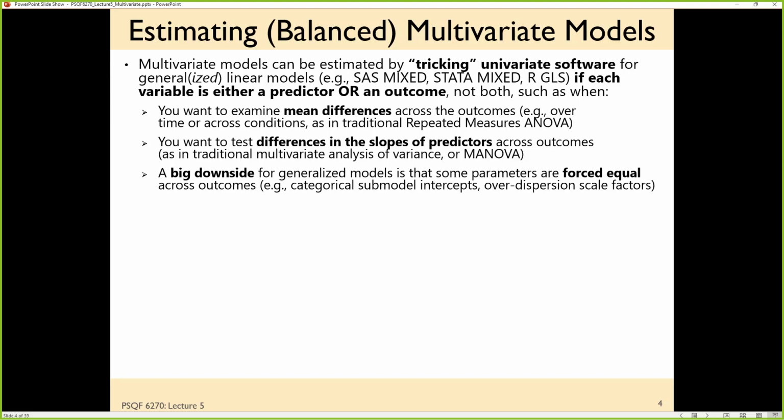In R, the function that we're going to be using is gls, which stands for generalized least squares, within the nlme package. If you have a situation in which every variable in your analysis is either a predictor or an outcome, but never both at the same time, you can do this. A situation in which you might want to go this way is a traditional repeated measures ANOVA. Let's say that you're interested in mean differences across your outcomes. I want to know if condition A is different from condition B, and then different from condition C. The way that I would approach that is to stick all my outcomes in one column, and then whether it belongs to A, B, or C is a predictor.